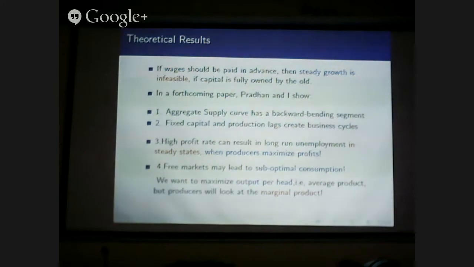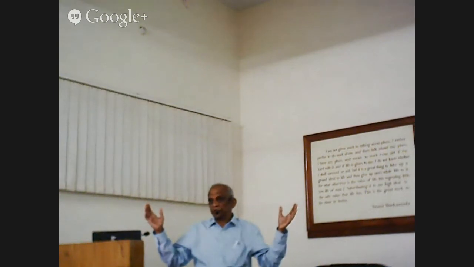We want to maximize output per head. As a planner or as a government person looking after the interests of consumers, producers, everyone, what you want is maximum total output or maximum output per head, or some type of, let's say, average product we want to maximize. Or I'm seeing some of the experts in total factor productivity, like Professor K. L. Krishna and so on here. So say we want to maximize productivity.